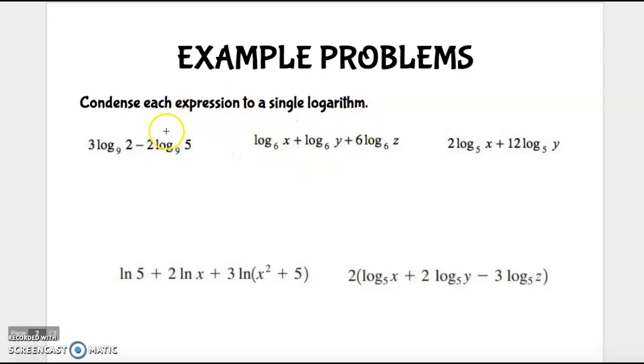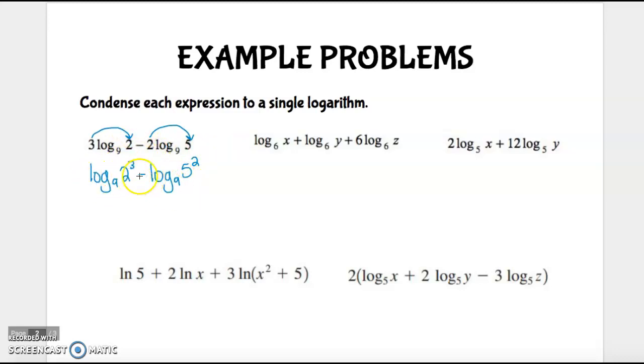So when you're condensing, the first part you always start off with is this constant multiple that's out front. This means that there are 3 logs here, and we want to combine those logarithms into one by taking our constant multiples and putting them inside of your logarithms as exponents. So we can rewrite this as log base 9 of 2 to the 3rd power minus log base 9 of 5 squared. We'll simplify the 2 to the 3rd and the 5 squared at the end. But first, I see one more way that I can combine these two logarithms.